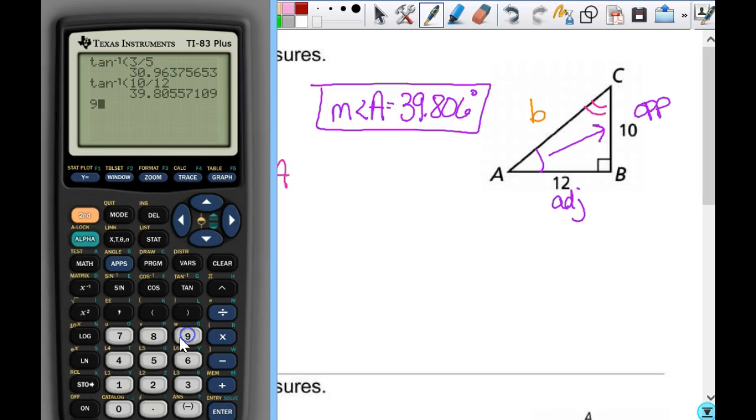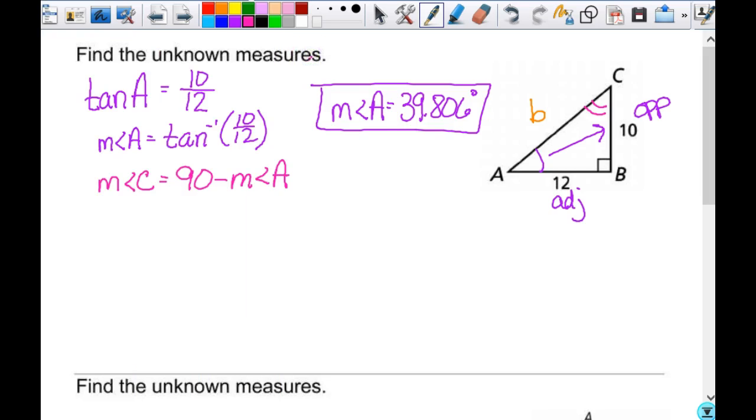That's like the lazy way that I do, because I just know it's not supposed to be negative. But I can also do 90 minus, and I didn't store it, but I want that answer. So right here on the negative sign, second answer. So it's 90 minus the answer above it, and it gives me that right there. So I get 50.194. So now I know that the measure of angle C is equal to 50.194 degrees. Just learn how to manipulate the calculator to help you.